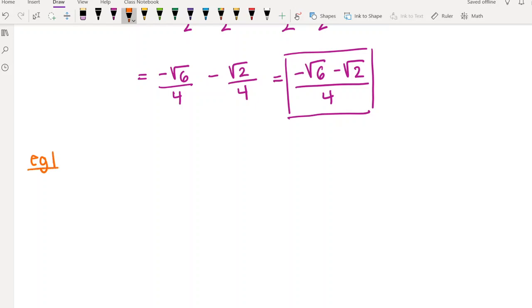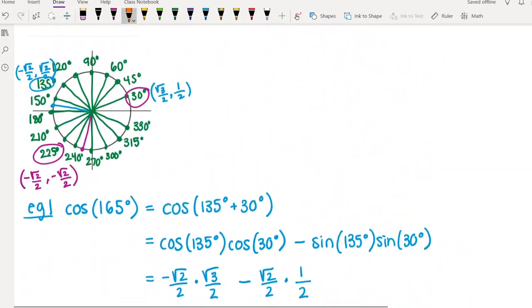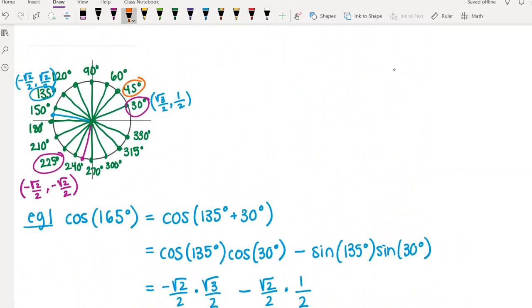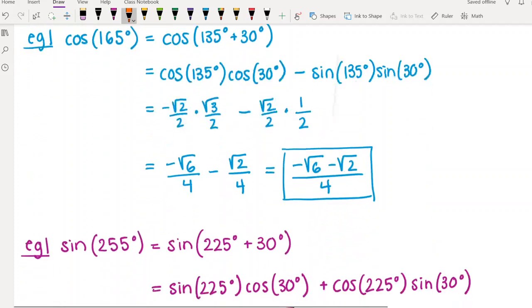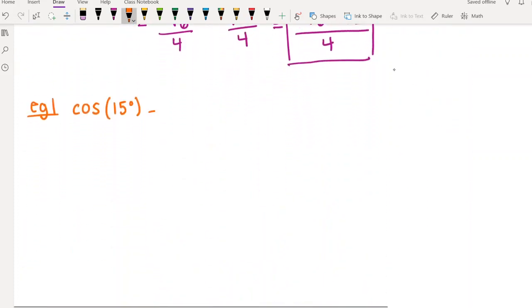So let's evaluate cosine of 15 degrees. For this one, we're going to end up using an angle subtraction rule, because we don't know how to write 15 as an angle plus another angle, but we can write it as 45 minus 30. So let me put those in here. We're going to rewrite this as 45 minus 30.